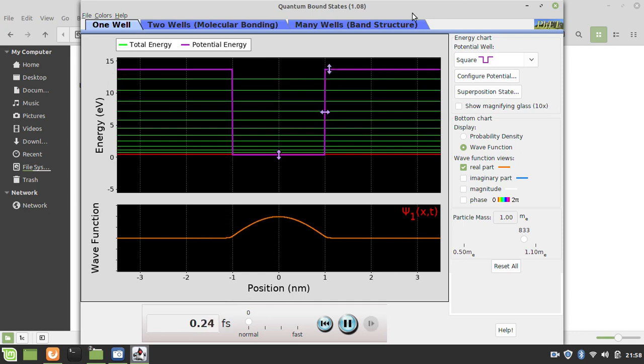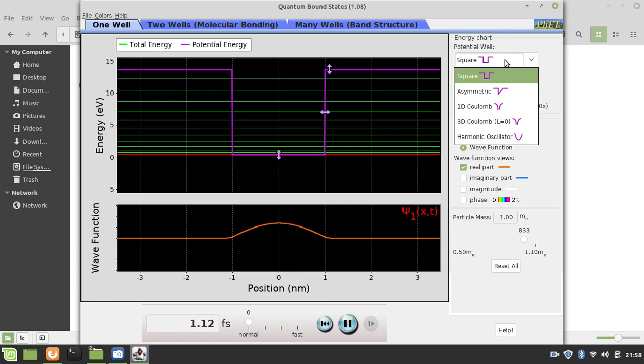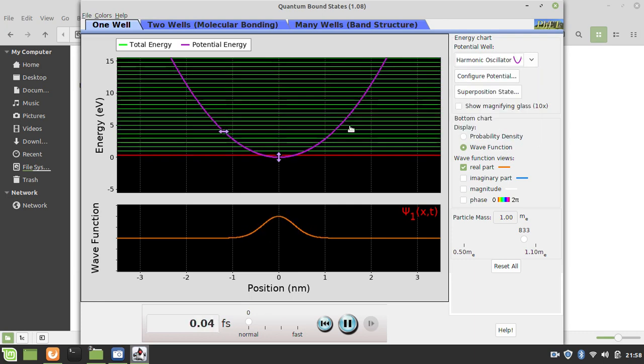Now, if you change the potential well to a harmonic oscillator, this is fun. This is your ground state wave function. This is first excited state, second excited state, third excited state, and so on. Note that it is not an infinite potential well, so at the boundary the wave function is not zero. It has a slight non-zero value.